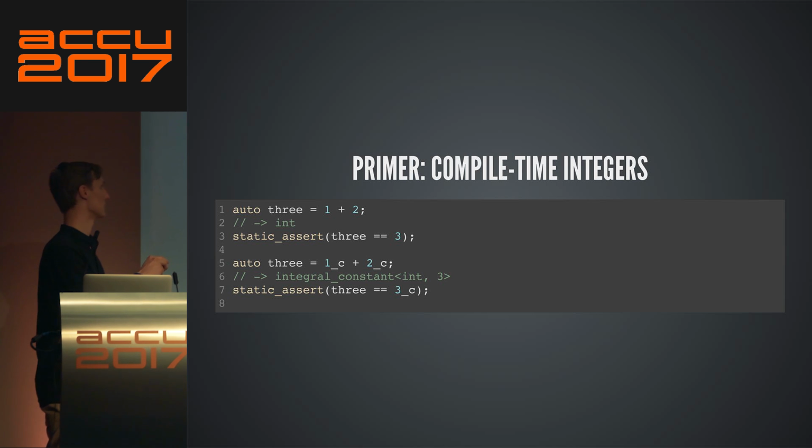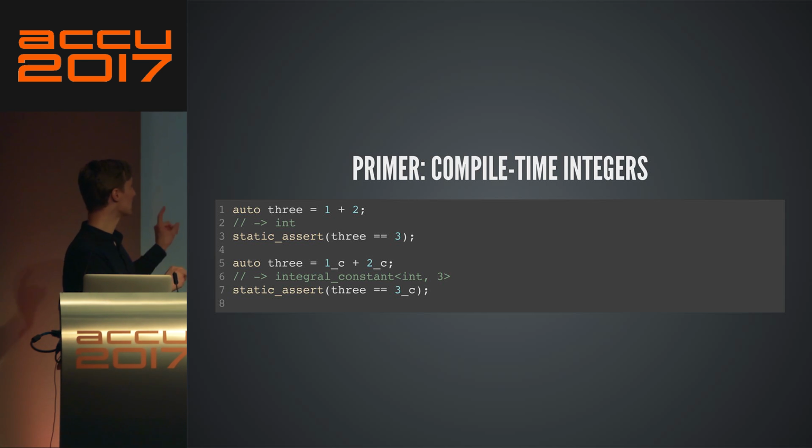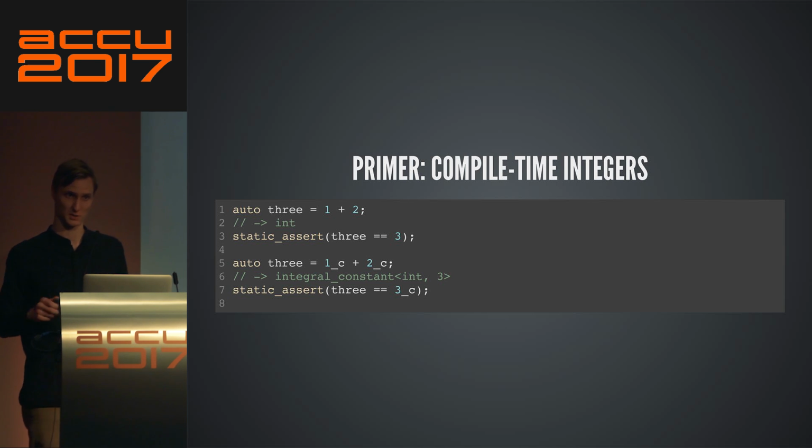However, if I do this with _c, which I'm going to show next slide how it's implemented, and I say this, instead it creates an integral constant which contains the value 1 and the value 2 here. Then when I say plus, it gives me back an integral constant with the result of this computation. And then I can also static_assert. The difference is that the value here is represented in the type of the integral constant, whereas here, all I have is an int, and the value of that int is 3. And that is a very important distinction.